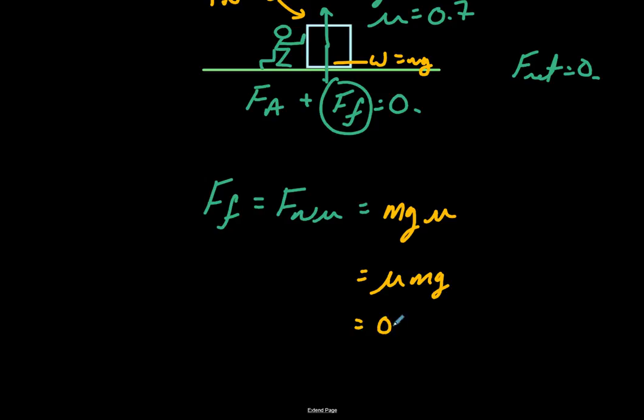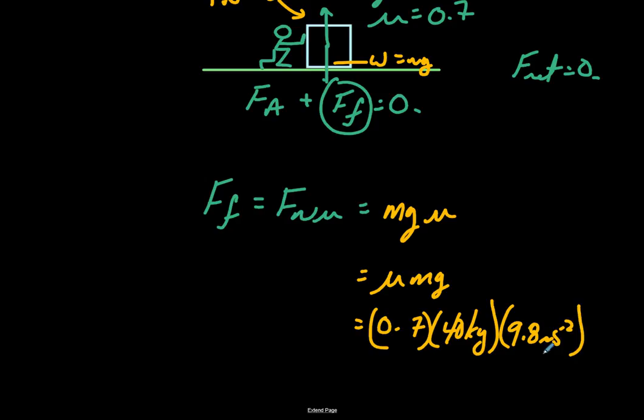So mu was 0.7 times 40 kgs times g. So you're going to get that the force of friction in this scenario is approximately 274 newtons.